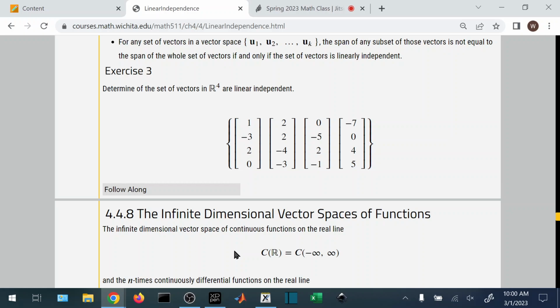How could I tell if x cubed minus 3x squared plus 2x, 2x cubed plus 2x squared minus 4x minus 3, minus 5x squared plus 2x minus 1, and minus 7x cubed plus 4x plus 5 are linearly independent or not? You can make a matrix and see. Yeah, we go back to chapter 1, right?